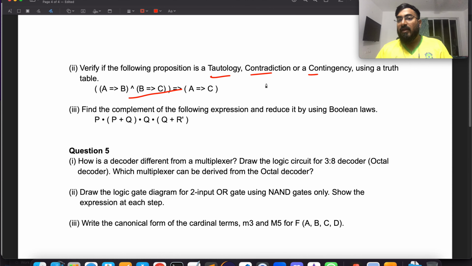So contradiction would be if all the rows are false. Contingency would be some rows are false, some rows are true. Okay, so this is done as well, and this is a tautology.